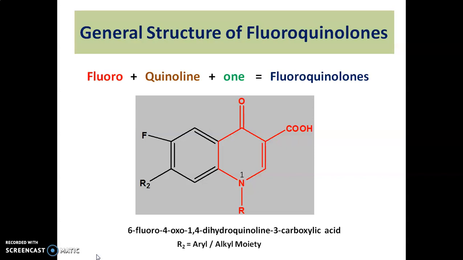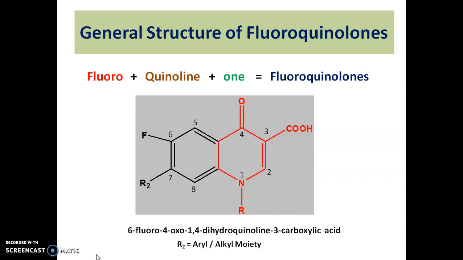The numbering starts from the nitrogen of the quinoline ring. It gets number 1, 2. At third position there is a presence of COOH group. At fourth position there is presence of oxo group. Then number 5, 6. At sixth position there is a presence of fluorine atom. At seventh position, in most of the cases, there is presence of piperazinyl ring, or it can be an aryl or alkyl moiety. And then the last carbon gets the position number 8.